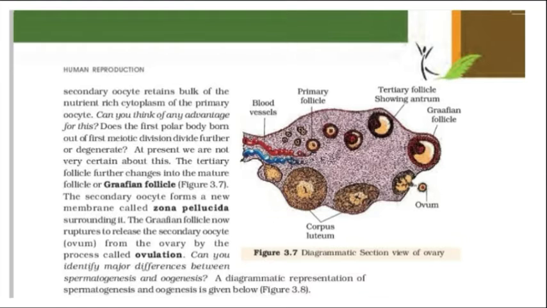The tertiary follicle further changes into the mature follicle or Graafian follicle. The secondary oocyte forms a new membrane called zona pellucida surrounding it. The Graafian follicle now ruptures to release the secondary oocyte, also known as ovum, from the ovary by the process called ovulation. Can you identify major differences between spermatogenesis and oogenesis? A diagrammatic representation of spermatogenesis and oogenesis is given below.